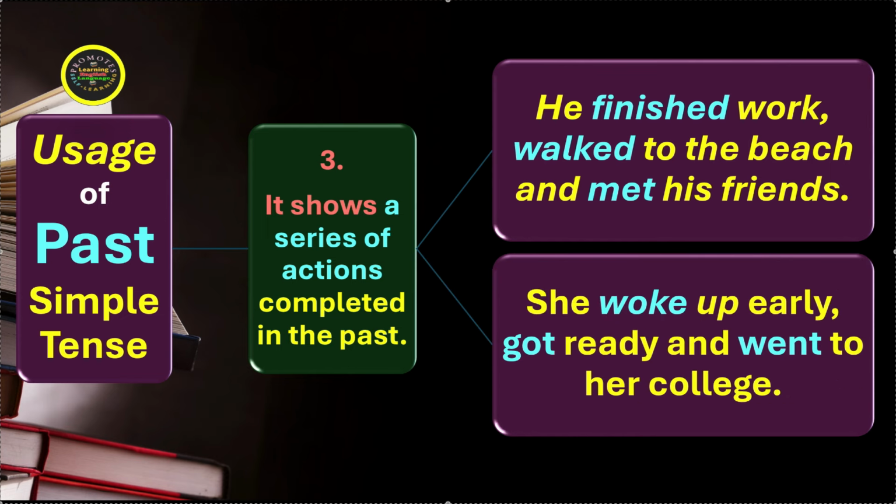We have another example. She woke up early, got ready, and went to her college. So you can see how a number of connected actions, a series of actions, several actions taking place in the past, one after another. So these are some of the ways in which we can use past simple tense.